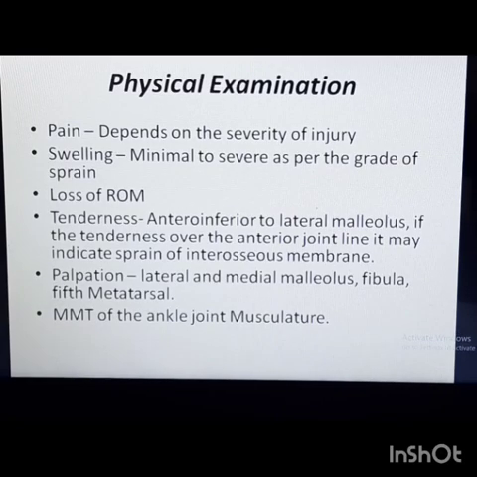Palpation. What structures do you need to palpate? What are the bony landmarks you need to palpate? That is the lateral and medial malleoli, fibula, and fifth metatarsal. MMT of the ankle joint depends: if the pain is too much, we cannot perform MMT. But in grade 1, yes, you can.